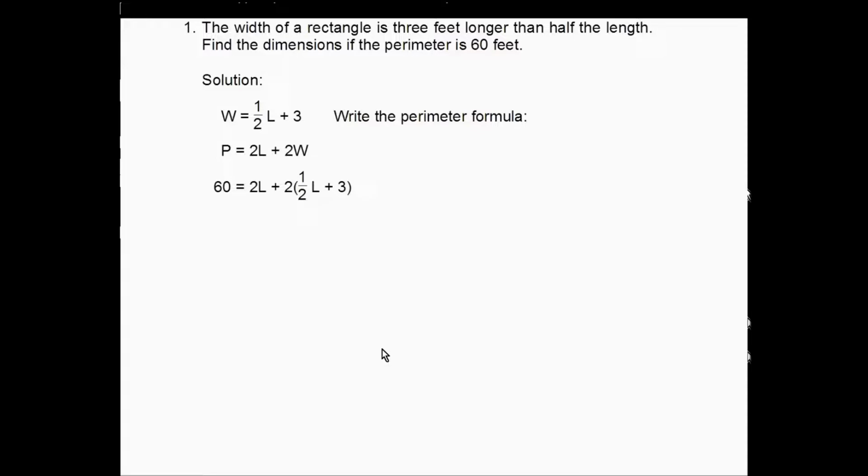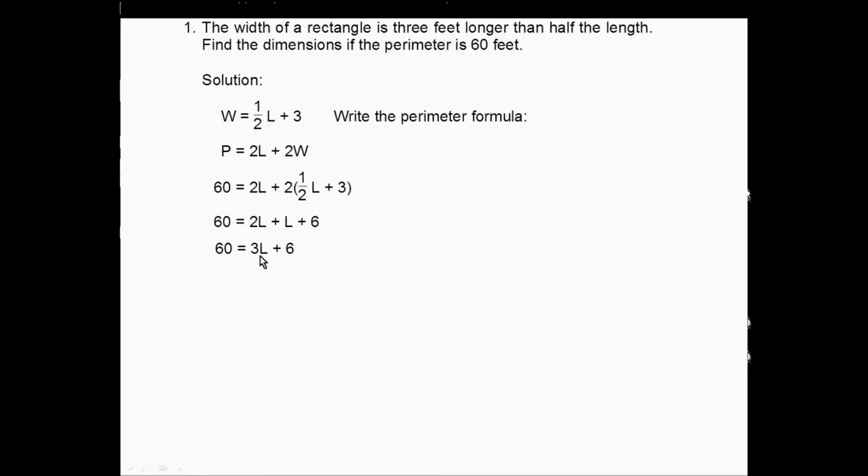Okay, notice I don't really need to clear fractions because when I distribute the 2, it'll take care of itself. Now this is one of the few times that my unknown is on the right. Okay, the L is my unknown. I'm going to keep it on the right. So let's distribute that 2. So 2 times 1/2 is going to be 1. So I'll have L plus 6. So 60 is equal to 2L plus L plus 6. Combine 2L and L to get 3L. 60 is equal to 3L plus 6.